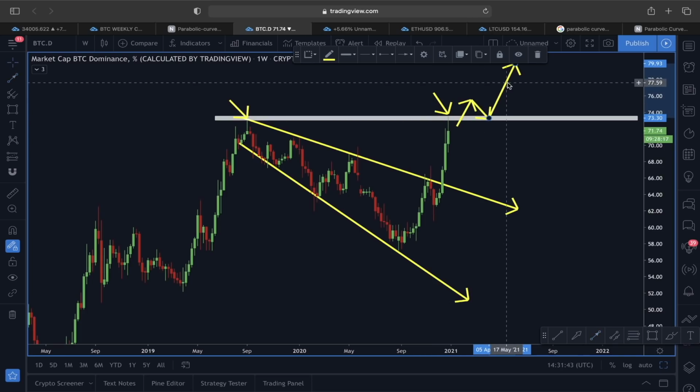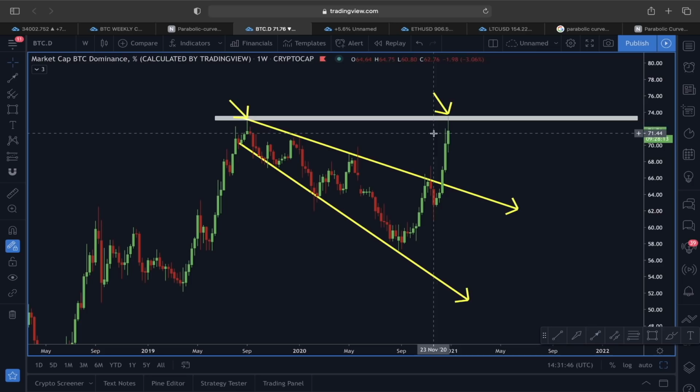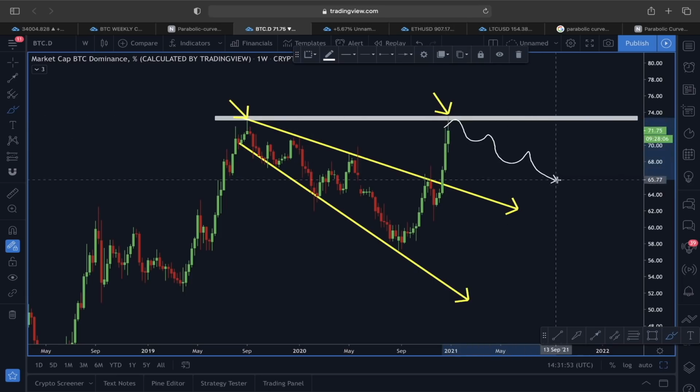But if we see a rejection at this crucial area, since we can see the weak rejection here has already occurred, and if this is going to be a pullback scenario from here on for the dominance of Bitcoin, that is going to be an indication the altcoin market could be starting very soon.